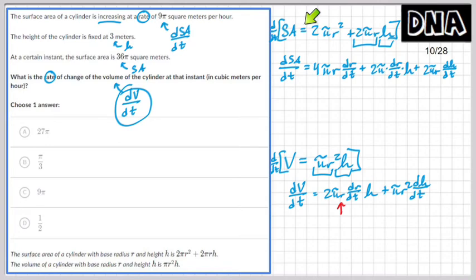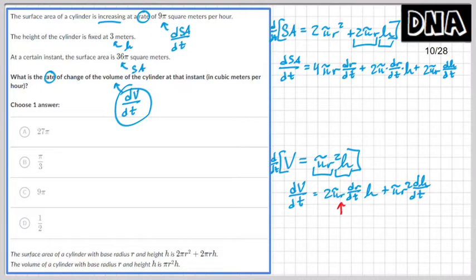Do I have the surface area? Oh, I do. That's 36 pi. Do I have the R? No, that's what we're looking for. Do I have the H? Oh, shoot. It looks like we're using the big scary one.